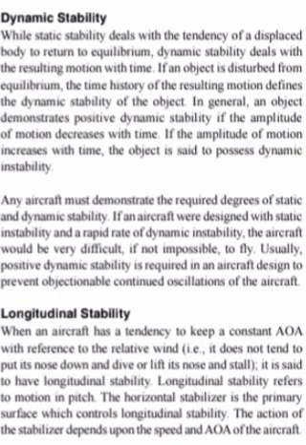Longitudinal stability. When an aircraft has a tendency to keep a constant angle of attack with reference to the relative wind, i.e., it does not tend to put its nose down or dive, or lift its nose and stall, it is said to have longitudinal stability. Longitudinal stability refers to motion in pitch. The horizontal stabilizer is the primary surface which controls longitudinal stability. The action of the stabilizer depends upon the speed and angle of attack of the aircraft.